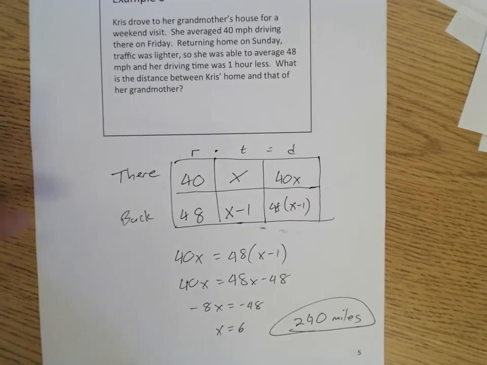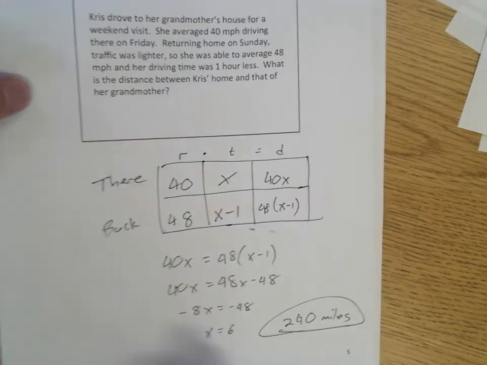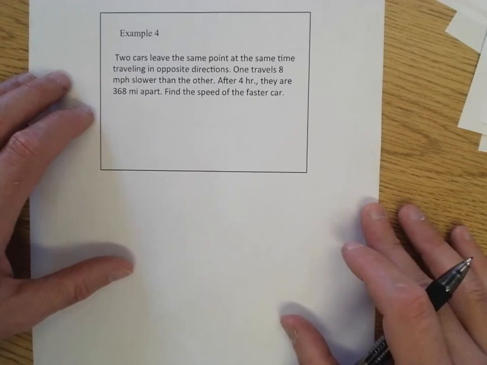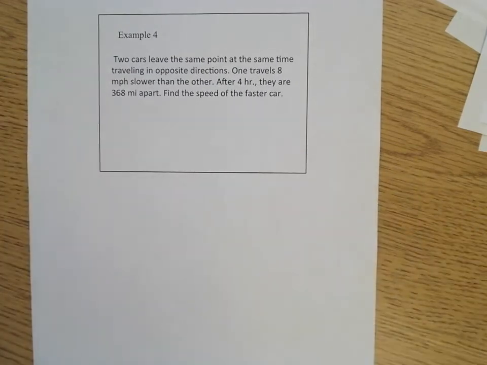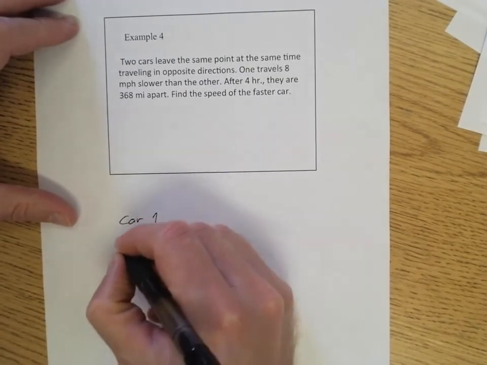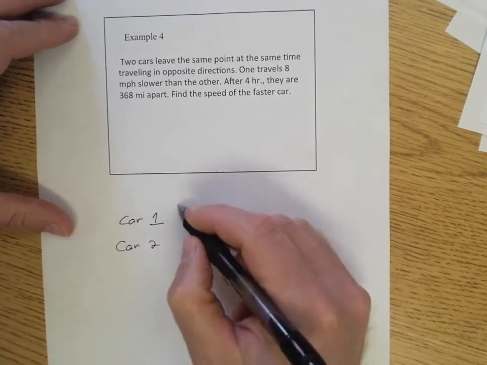Okay. All right, so I know this video is getting long, but we should go through one more. This one is just a little bit different, and I want to make sure that you understand and can pick it apart. But again, I would go ahead and try this one on your own, and then watch me do it after you've tried it on your own. Okay, so two cars leave at the same point, at the same time. We'll call these car 1 and car 2.